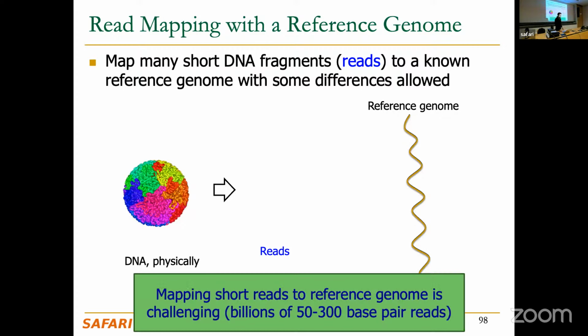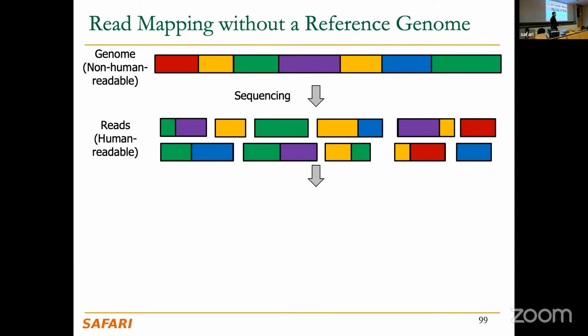And mapping short reads to a reference genome is extremely challenging because we have essentially billions or millions of reads that are 50 to a few hundred bases long or even longer. So this is basically what happens when you have a reference genome.